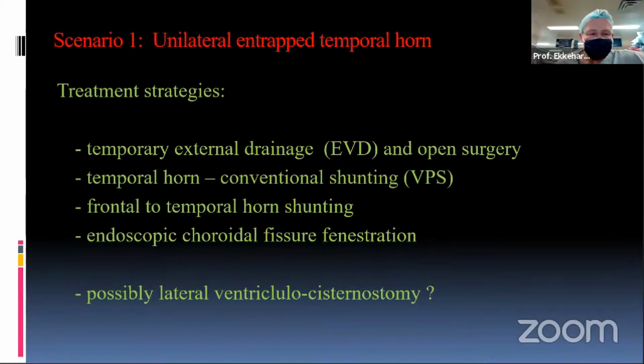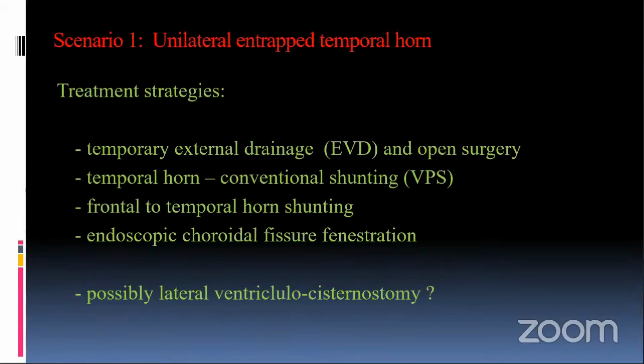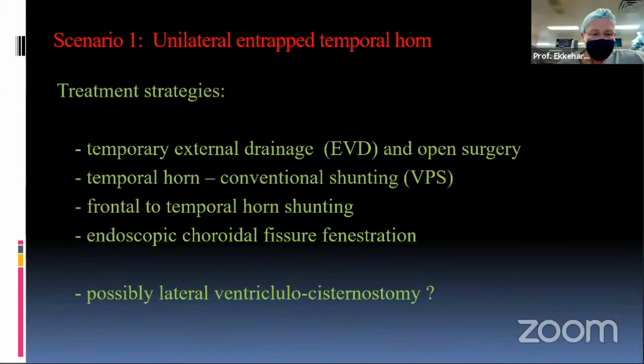What are the treatment strategies we've heard about throughout the day? Well, you can do temporary external drainage if it's urgent, place an EVD, and then follow with open surgery to the actual pathology. And that would be preferred in many cases. You can do conventional shunting of the entrapped temporal horn, which is rarely done, but described in the literature. There's an interesting concept of frontal to temporal horn shunting, placing two catheters in the ipsilateral side and connecting them by a U tube so that you get equilibration of the entrapped temporal horn and the ipsilateral frontal horn.